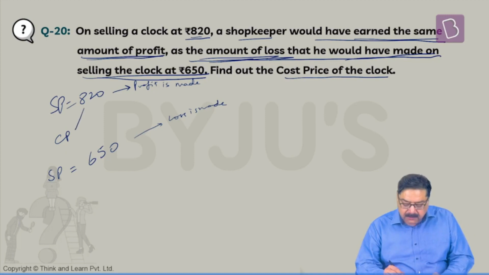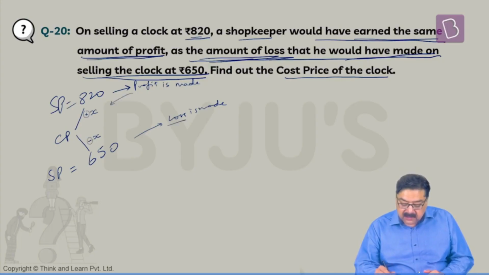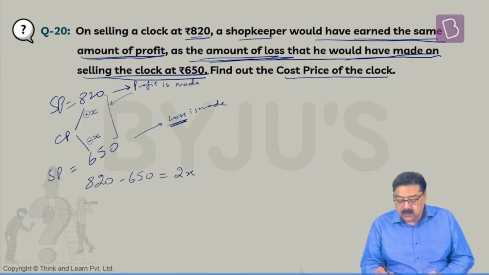Now here, the profit made is rupees X. Here, the loss made is rupees X. But this is positive because it is profit. This is negative because it is loss. So that means the difference between 820 and 650 has to be equal to 2x. That is this much. 820 and cost price, x rupees is the difference. From cost price to 650, minus x is the difference. So the overall difference between 820 and 650 has to be 2x.